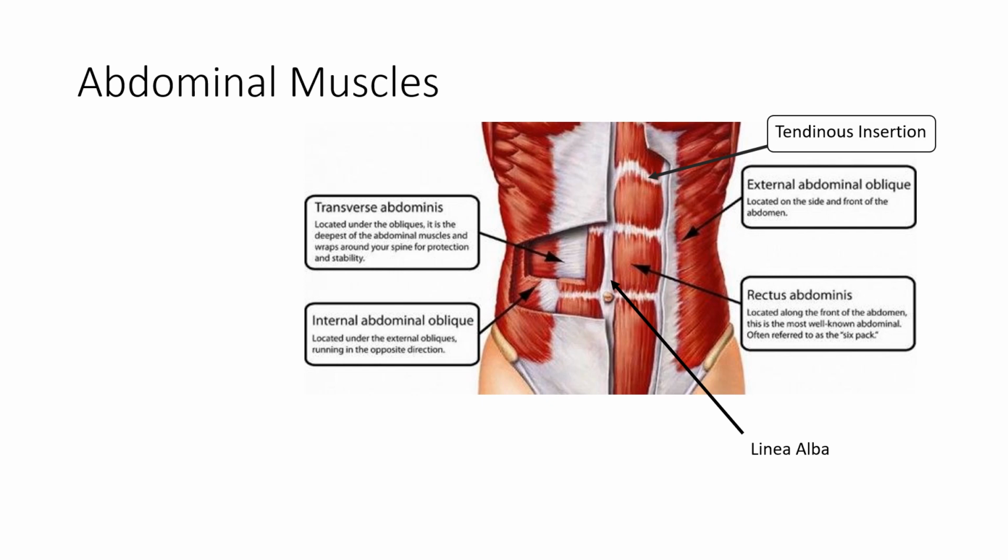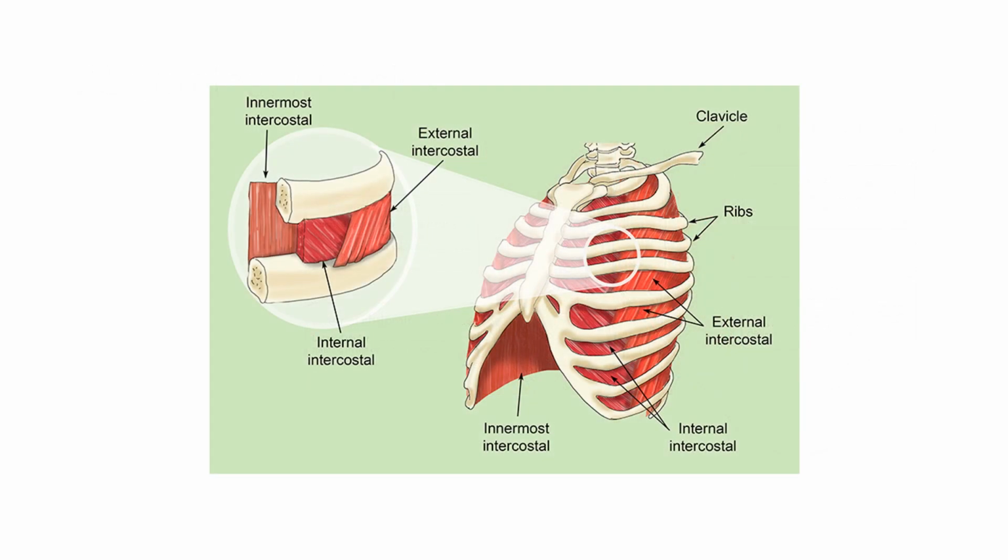And again, transverse means at an angle. Okay, this one is almost perpendicular to the rectus abdominis. So you have the rectus abdominis, you have the external, internal, and transverse muscles. When it comes to the rib muscles, you have three layers here. You have an external, an internal, and an innermost.